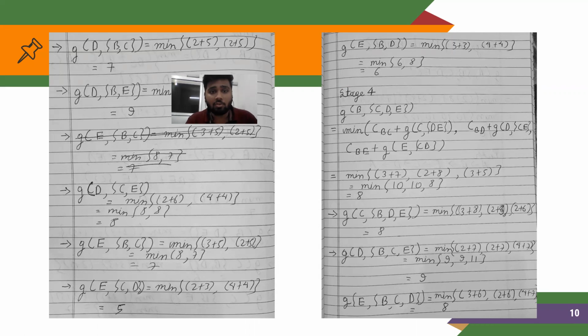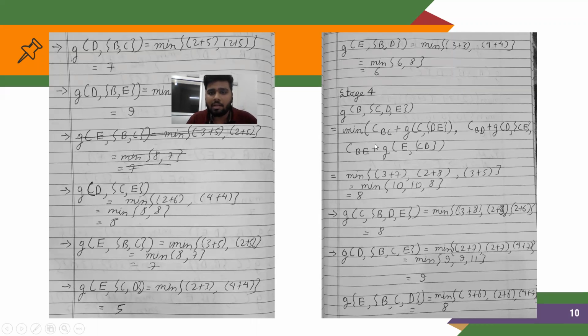Now here we will be comparing with three elements, three vertices. Like for stage 1, we made the combination with 5. For stage 2, we used only one vertex. For stage 3, we used two, and now in stage 4, we are using three: B, C, D, E. Here also we will be using the same logic for making the subset as I have discussed earlier. So now here we will be getting three functions for calculating the minimum value.